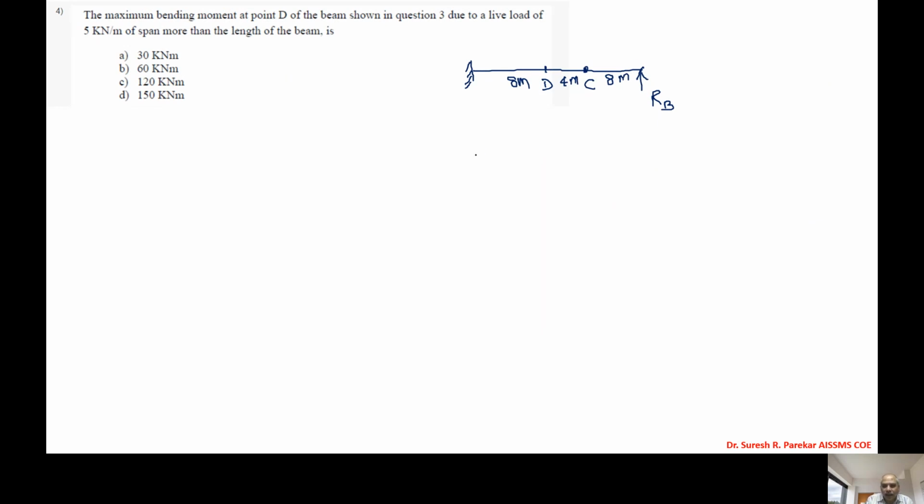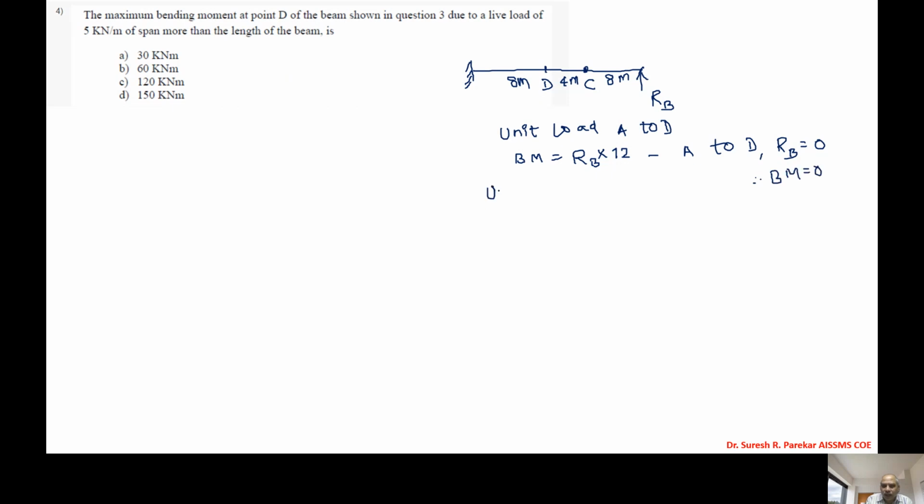Now, if we draw the bending moment diagram, what will we get? Again, for unit load from A to D, we have bending moment equal to RB into 12. But from A to D, we have RB as 0. Therefore, bending moment is 0.